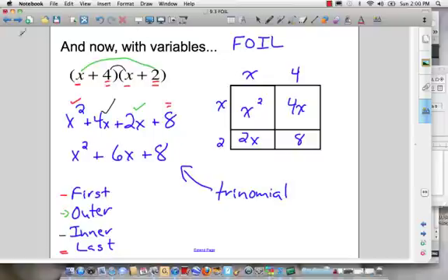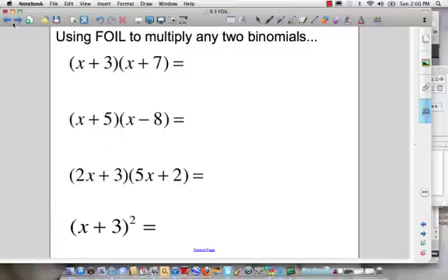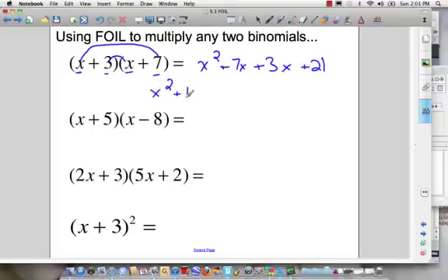Okay, so now we're going to look at several examples using FOIL. It works regardless of whether the numbers are positive or negative, and here's several examples for you to get the hang of it. All right, so first, x times x is x squared, and then outer, x times 7, well, we write that as 7x, and then inner, 3x, and then the L is last. 3 times 7 is 21. And then we clean that up. We combine the like terms, x squared plus 10x plus 21.